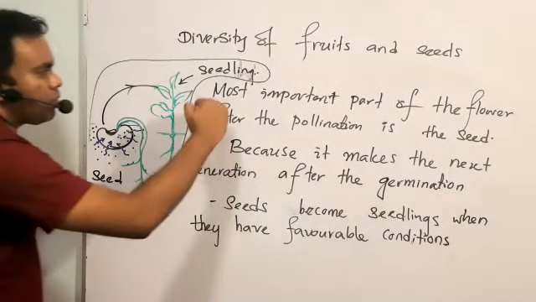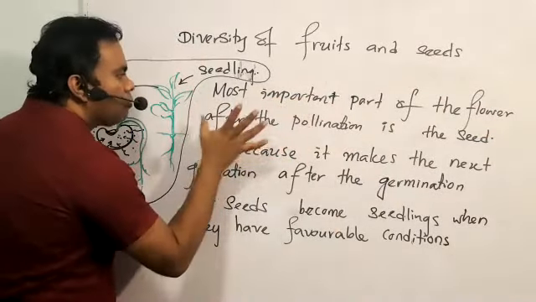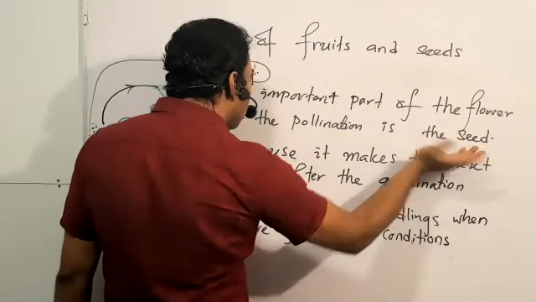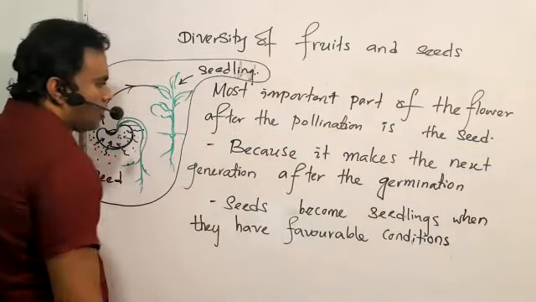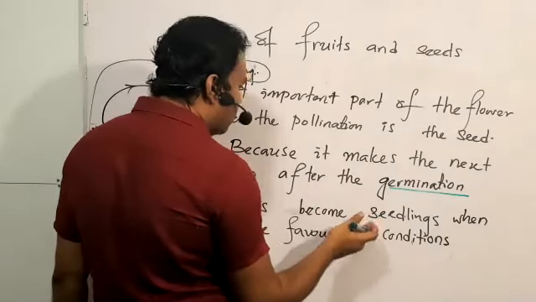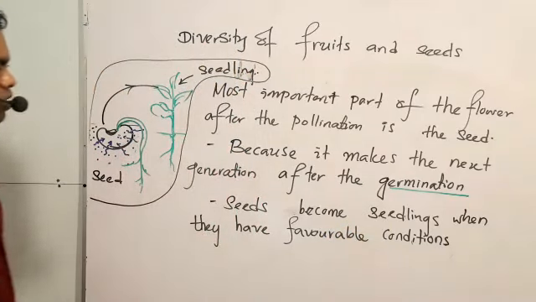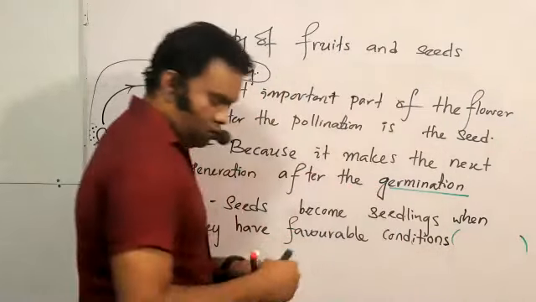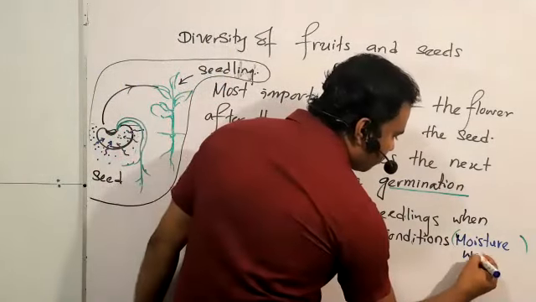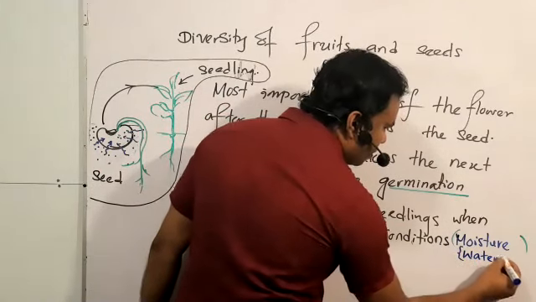Good. The most important part of the flower after the pollination is the seed. Why is it considered the most important part? Seed, because it makes the next generation after the germination. Germination means seeds become seedlings. Seeds become seedlings when they have favorable conditions, especially what? Moisture. I think some of you don't know that. Moisture means what? Water.